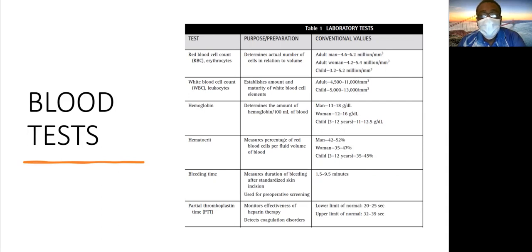HCT stands for hematocrit, which is a measurement of the percentage of red blood cells per fluid volume of blood. So you separate the red blood cells from the plasma, and your hematocrit is the percentage of red blood cells that represent the total blood volume. For a man, the normal hematocrit is between 42 to 52%. For a woman, it should be between 35 to 47%. And for a child, it should be between 35 and 45%.